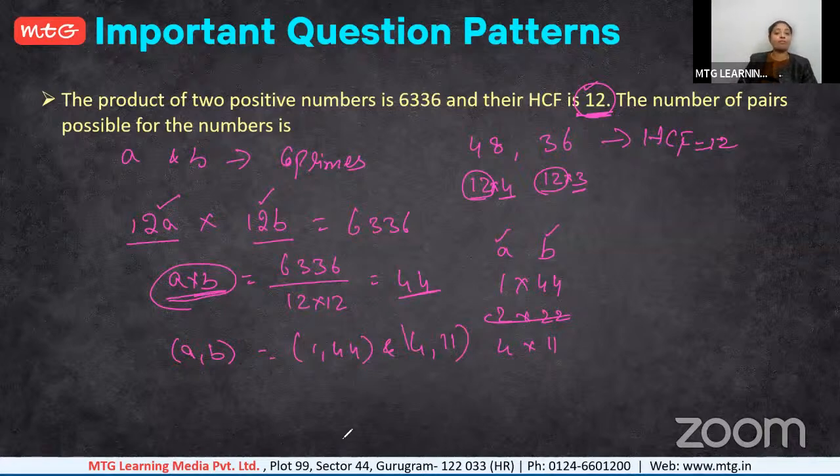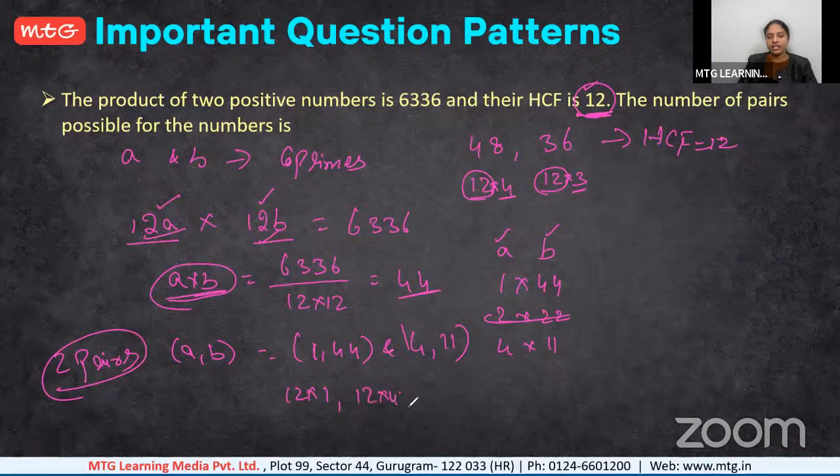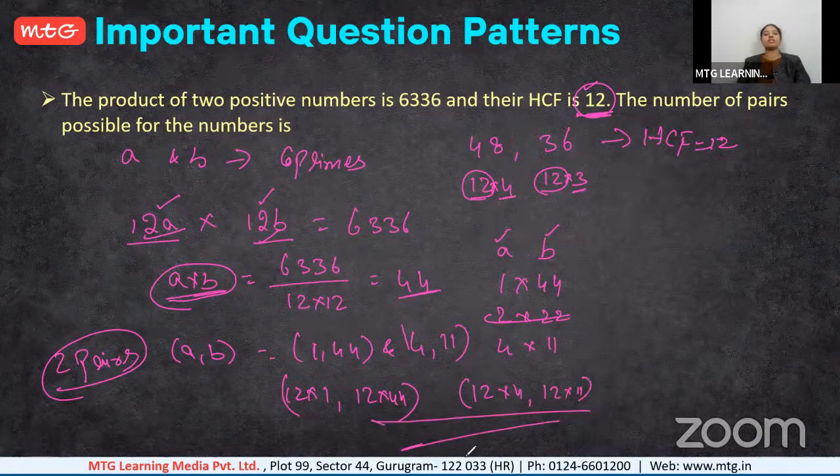In this, our perception is finding how many pairs of numbers there are. Already we got our answer. Our answer is 2 pairs. But what are those numbers, if you want to know? You just need to multiply them with their HCF, because 12A and 12B are our numbers. So 12 into 1 and 12 into 44 is one pair of numbers. Same way, 12 into 4 and 12 into 11 is the other pair of numbers. So these are the two pairs that we get.